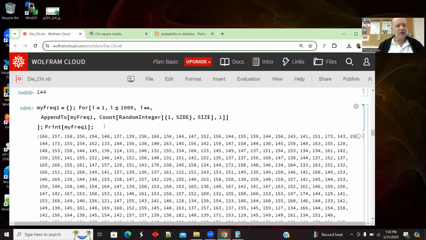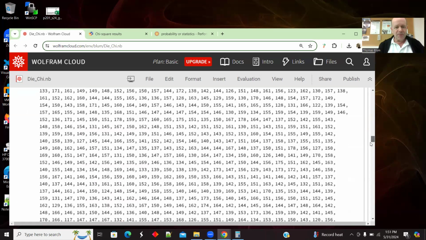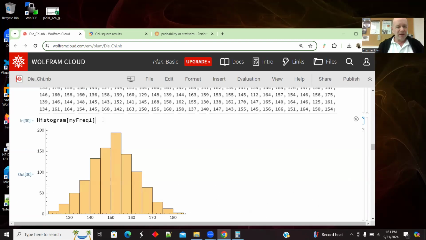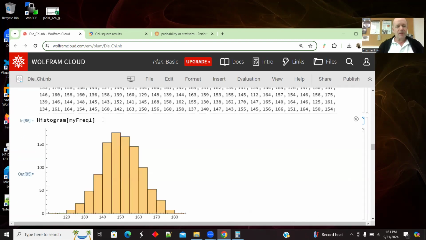And that takes a little while, but here they are. So first time when I did 900 rolls, I got 166 times, then 157, then 158, 156, 154. Okay, so we got this. And if we make a histogram, okay, that's looking fairly normal distribution-y.